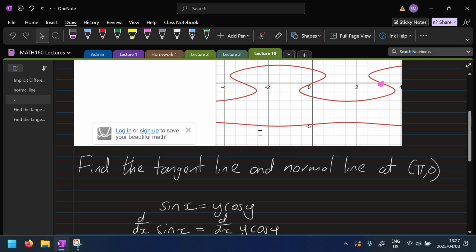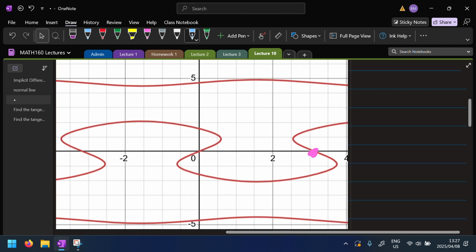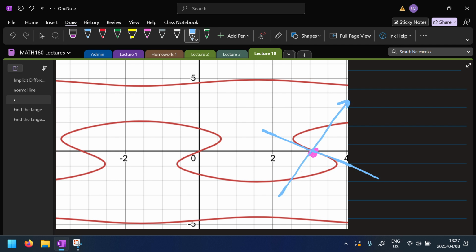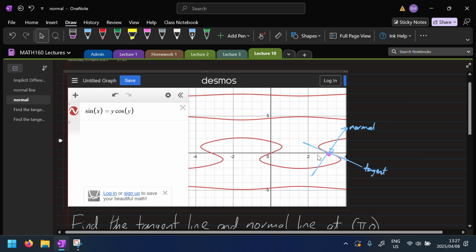And we can also sketch this on our graph here. So the tangent line will be following the curve like that. And then the normal line will be perpendicular like this. So we have our tangent and our normal at the point (π, 0). Okay, let's have a look at the next example.